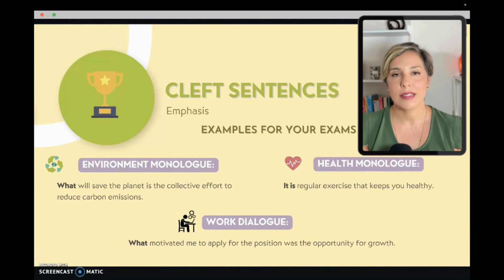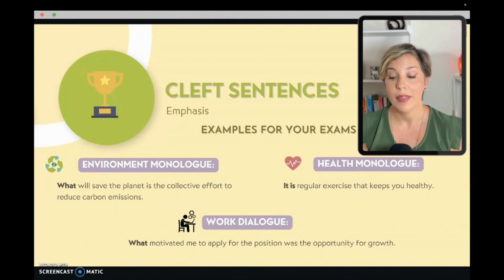Now, let's take, for example, that you have to do a health monologue, all right? You can say, it is regular exercise that keeps you healthy. Imagine that you have to write an essay or do a monologue about health, and then you have to defend the idea that regular exercise is the most important factor in order to have health. Then you can use, okay, it is regular exercise that keeps you healthy.